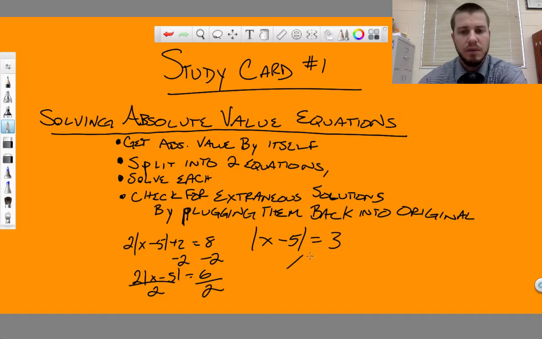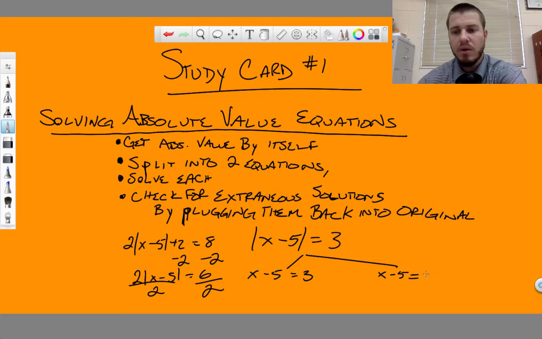This is where you would split it into 2. x minus 5 equals 3. And when you split it, make the original one the same. The other one should be a negative 3. And then solve from there. So it's x is equal to 8 or plus 5, 2.